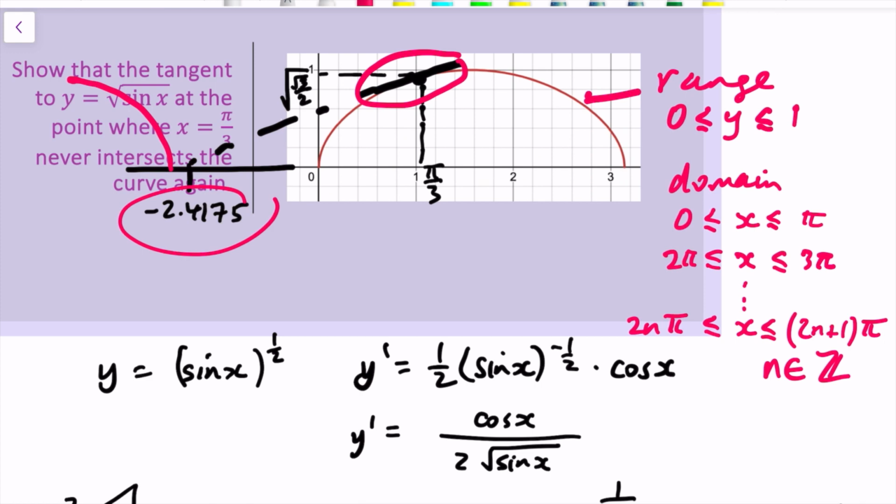Anyways, hopefully that made sense to you. Pretty nice little problem there. Not overly difficult. You're just finding the equation of the tangent, but I guess the reasoning at the end is what matters the most and what makes this problem slightly left field.